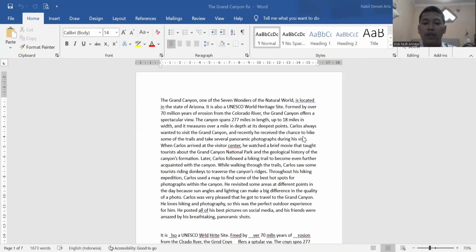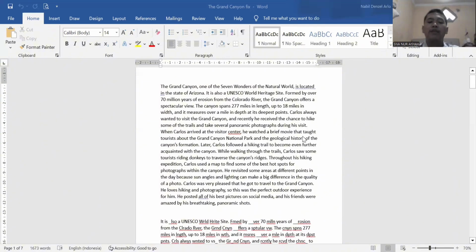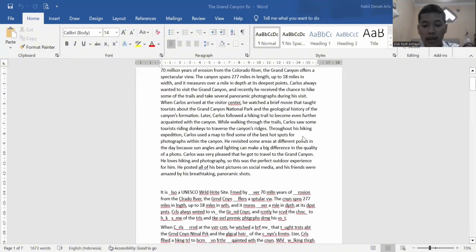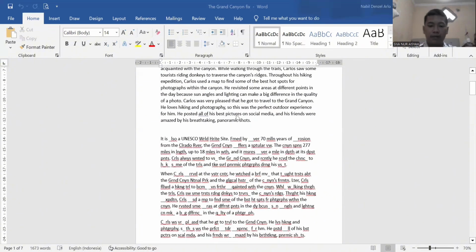Carlos was very pleased that he got to travel to the Grand Canyon. He loves hiking and photography, so this was the perfect outdoor experience for him. He posted all his best pictures on social media, and his friends were amazed by his breathtaking panoramic shots.